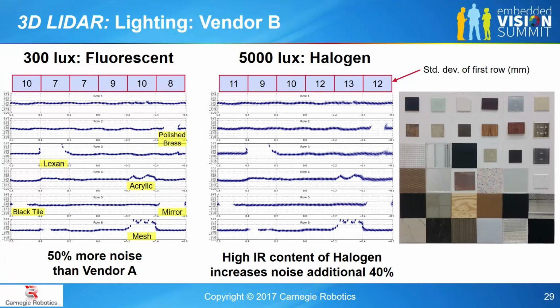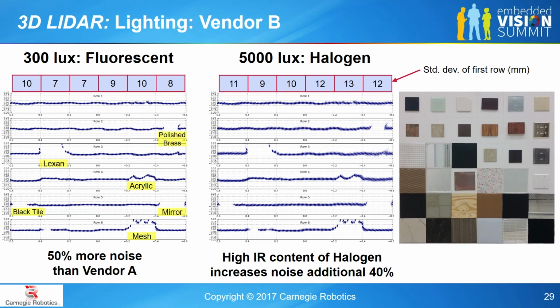This is the same kind of sensor from vendor B. You immediately see that there's about 50% more noise in all this data than from the previous slide. And then when the IR lights turn on, there's another 40% noise on top of all that data. So this is the same sensor. It's a 3D laser just like previously, just a different vendor, and their implementation is much more susceptible to IR noise in the environment, and it's corrupting a lot of the data.